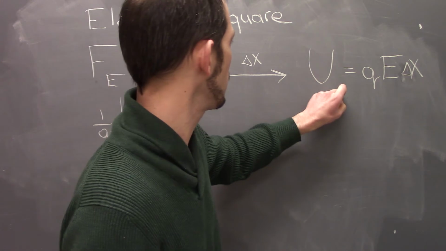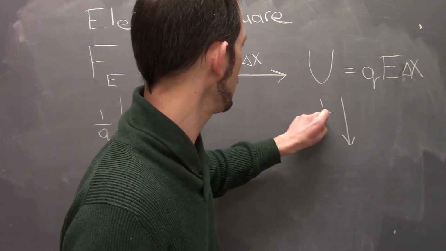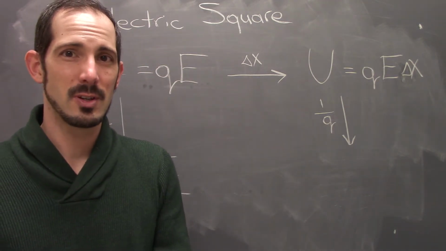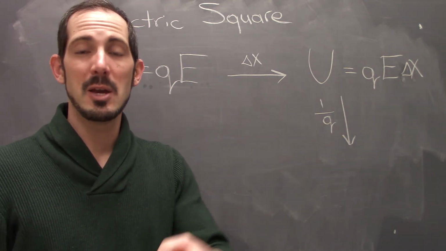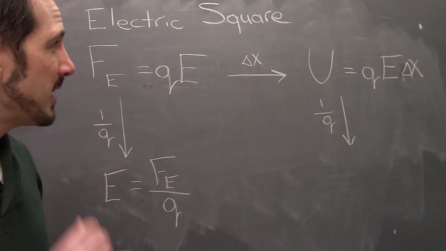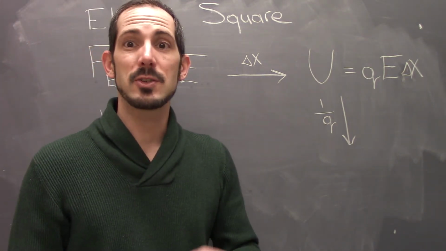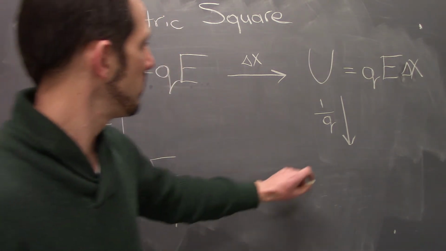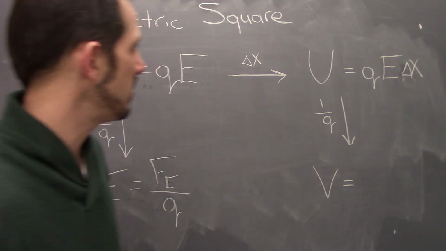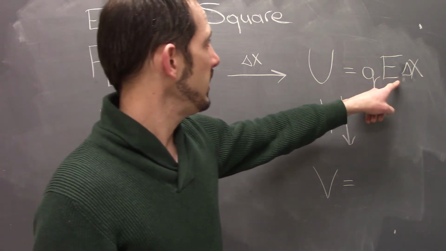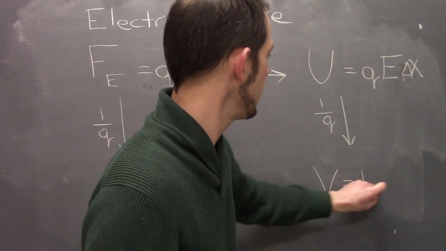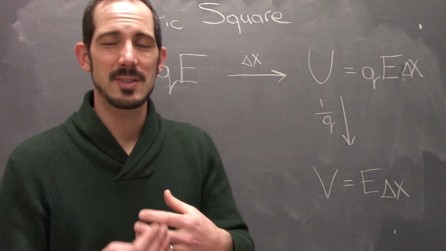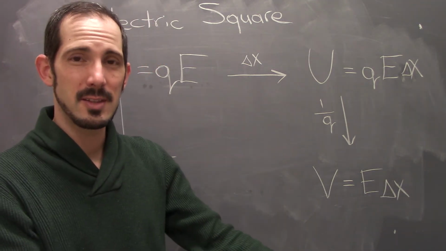So I'm going to do this one. What if we take this potential energy and divide it by the charge q? So it's the amount of electric potential energy per unit charge. And this ends up being what we define as the electric potential, which we often call voltage, which is really the units. Our electric potential is going to be Q times E delta x over Q, which just leaves us with E delta x.